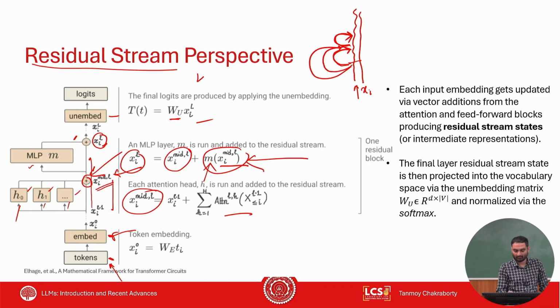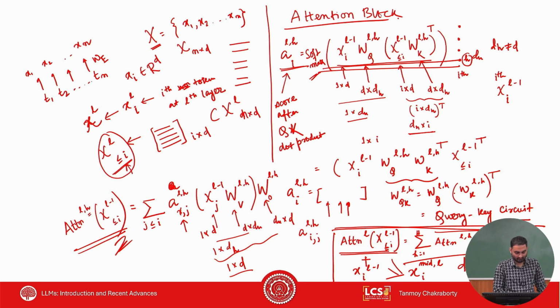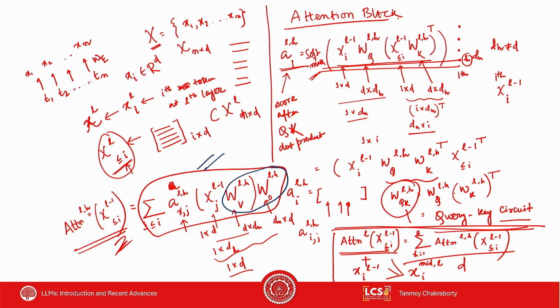Now let's focus on this MLP layer M. We have seen two things in attention. One is called the query key circuit. What is the query key circuit? The query key circuit will look like this, W_QK^(L,H). There is another circuit which was created here. If you look at this equation again, you see there are two matrices which are getting multiplied. We call this the output value circuit. Output O, value V, output value circuit.